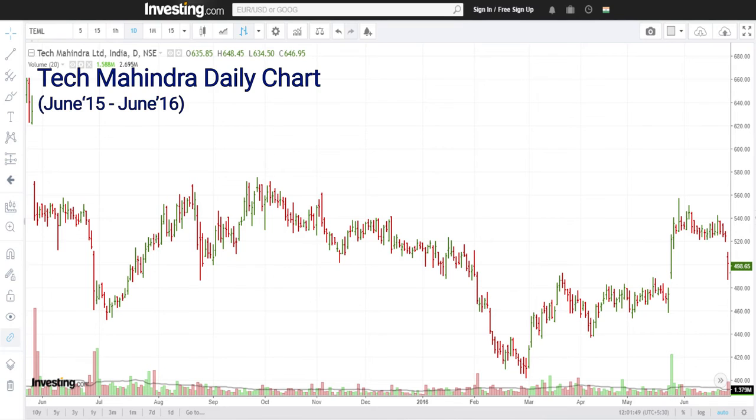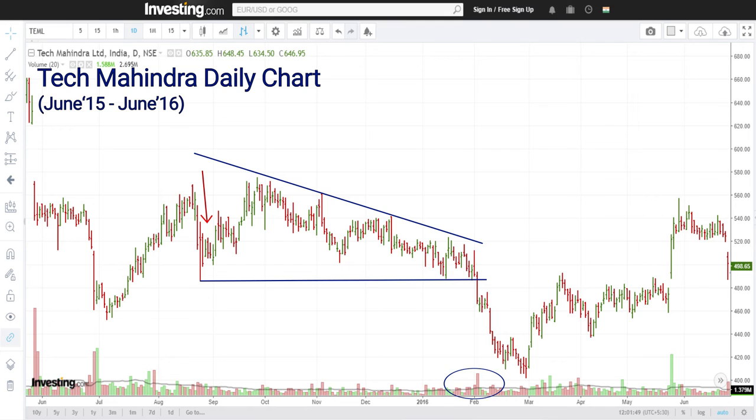Now let us look at a few examples. Here we are looking at the Tech Mahindra daily chart, and we can see that after the initial down move, a descending triangle was formed, and on the breakdown we could see that there was huge volume. So we could understand that the down move that is coming can be sustainable. Someone could have taken a short trade with a stop loss, and see how the next movement unfolded.